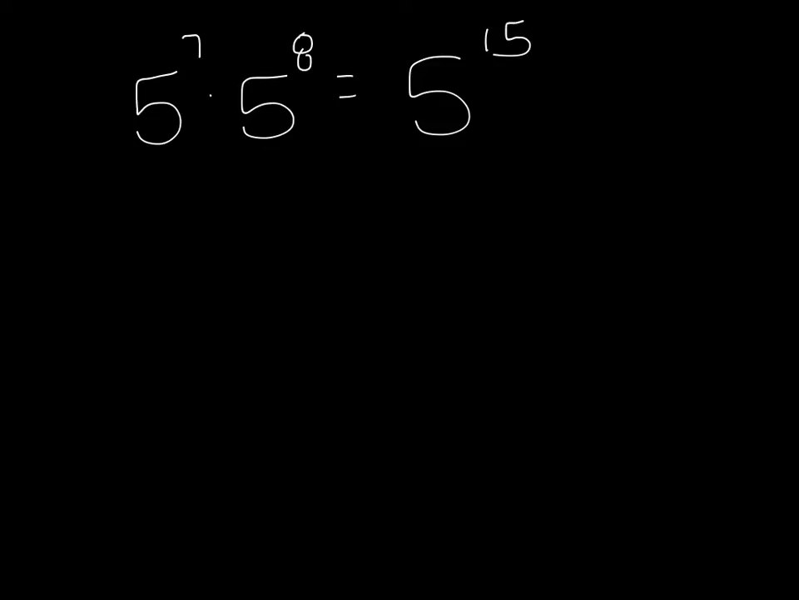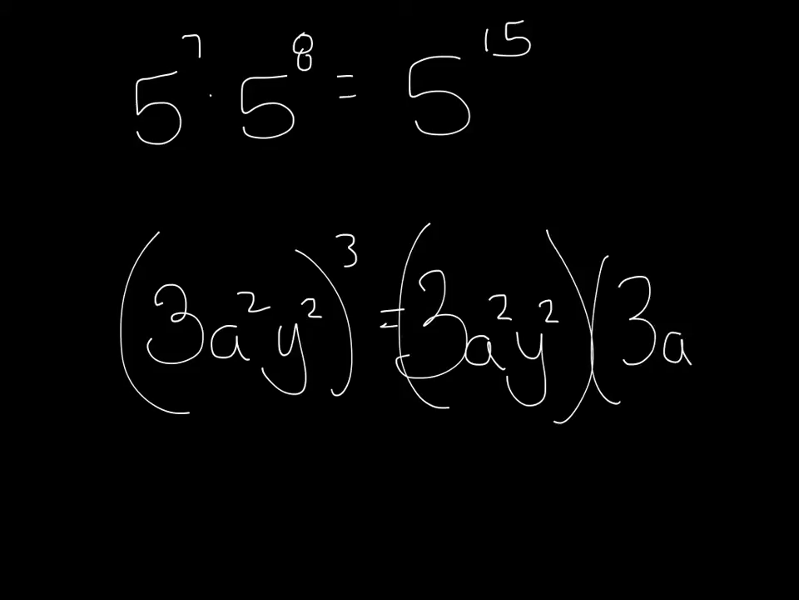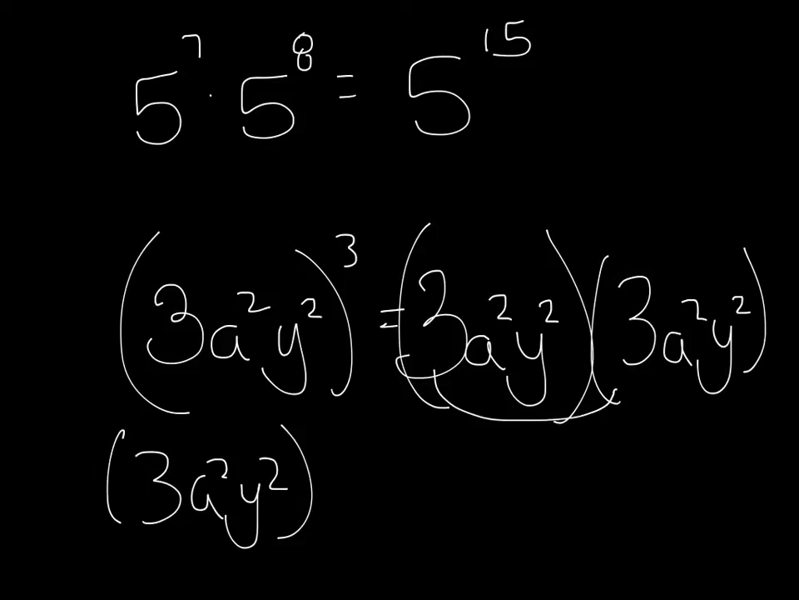Well, before we do, there's really one more I wanted to talk about, and that's when you've got a power to a power. So if I've got 3a squared y to the 2nd, all to the 3rd power, that's 3 of these whole things being multiplied by themselves. And I'll go down here, times 3a squared y squared. So this times this times this, all the a's being multiplied together and all the y's. It's really this thing times itself 3 times.